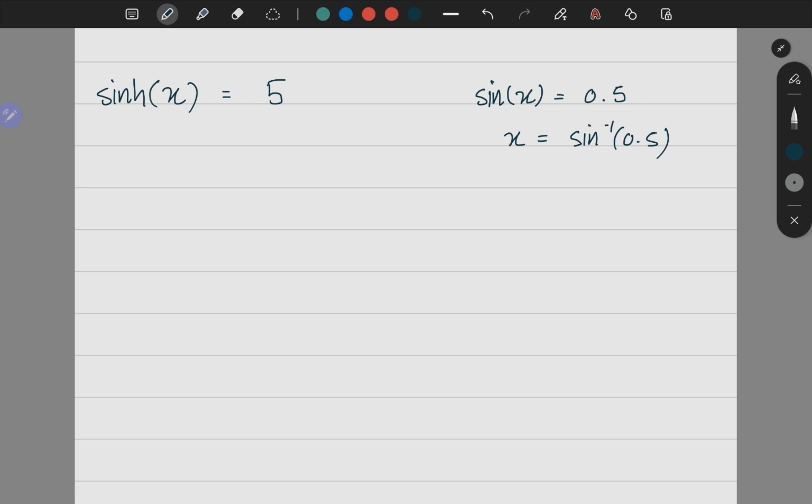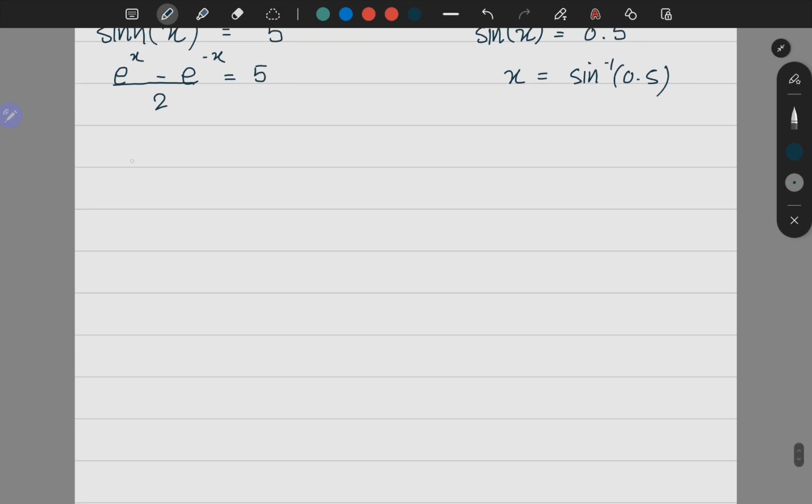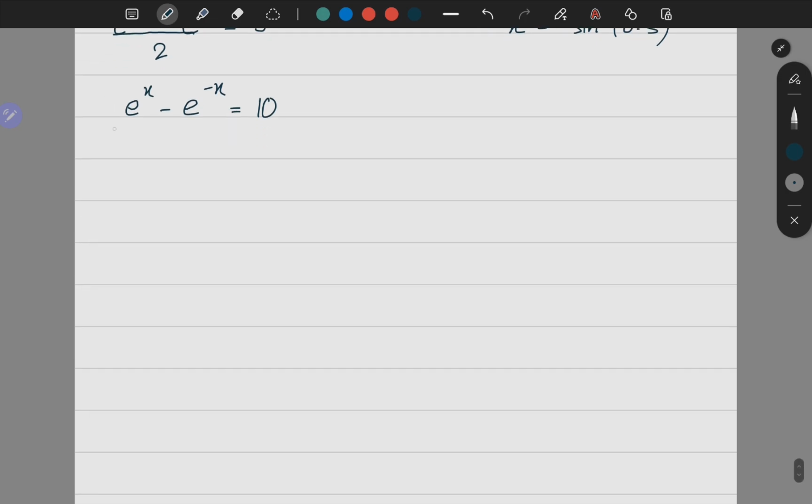Here you can do that if you're using a calculator, but if it's manual, you can't exactly do that. What you would have to do is do it the long way. So e to the power x minus e to the power minus x over 2, which is equal to 5. Right, and we're looking for x. So now let's multiply both sides by 2, and we get e to the power x minus e to the power minus x equals 10. Okay, now I can multiply everything by e to the power x just so I can get rid of this, because I don't really like that negative power. So let's multiply everything by e to the power x.